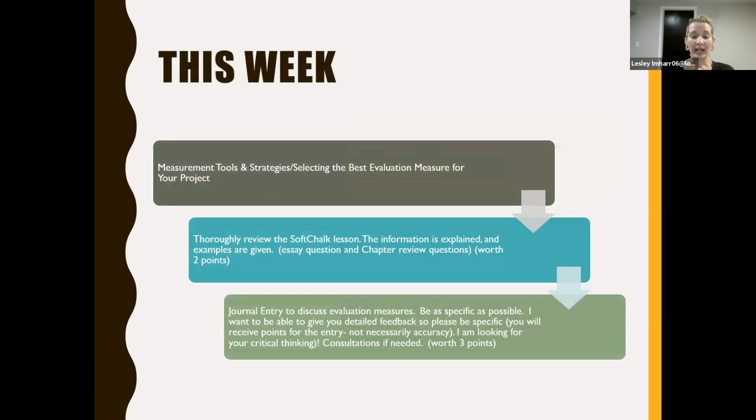So this week, we are going to focus on a couple of things. The first is measurement tools and strategies for selecting the best evaluation measure for your project. Now that you have really hammered out what your program is going to look at, the next big decision from a research design perspective is how are you going to measure change? What instruments, what surveys are you really going to use to understand how your clients, your population of focus, were acting, behaving, feeling, and experiencing beforehand, and what were they doing after the implementation of your intervention.